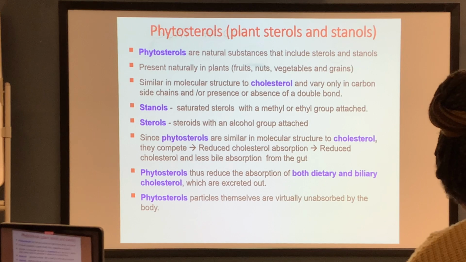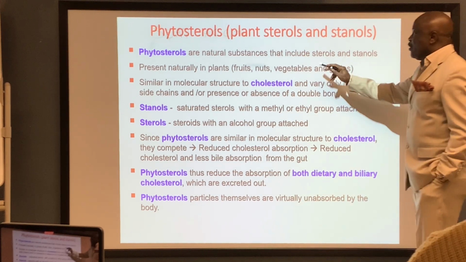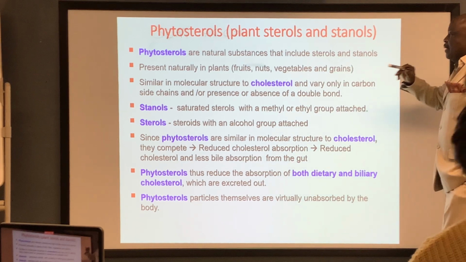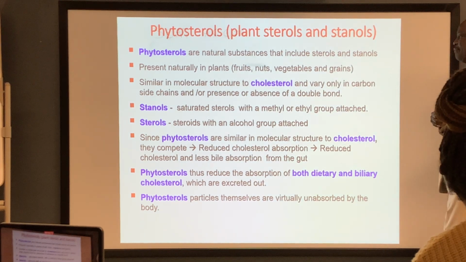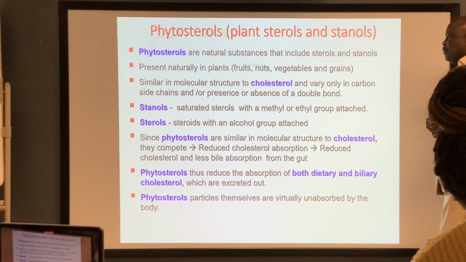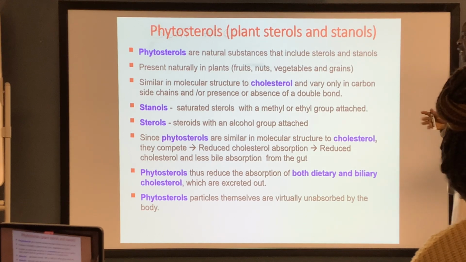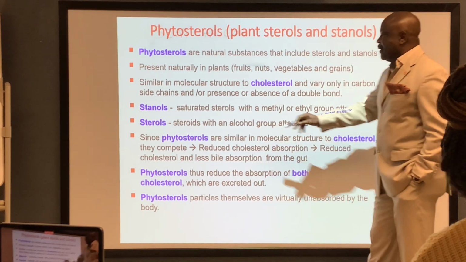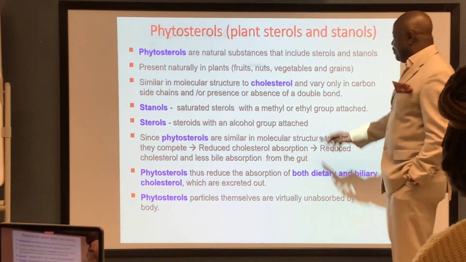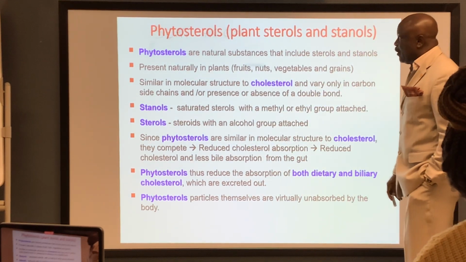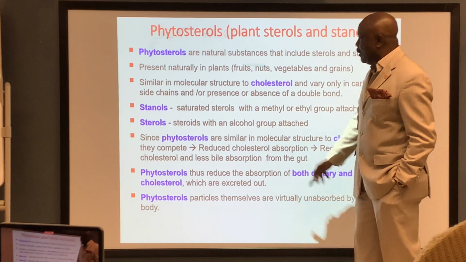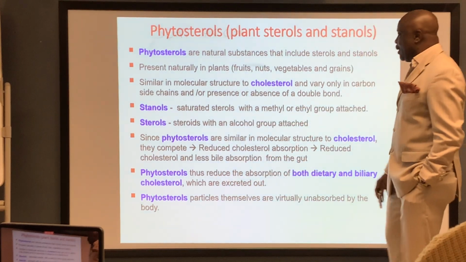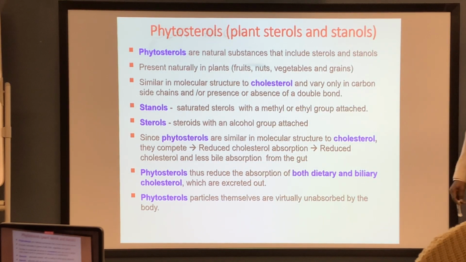This next slide talks about these plant sterols and stanols. They are natural substances. They are present naturally in plants, in fruits, nuts, vegetables, and grains. They are similar in structure to cholesterol and vary only in carbon side chains. The stanols on their own are saturated sterols with a methyl or ethyl group. And that's what Dr. Chaya will expatiate on. And the sterols are the steroids with an alcohol group.